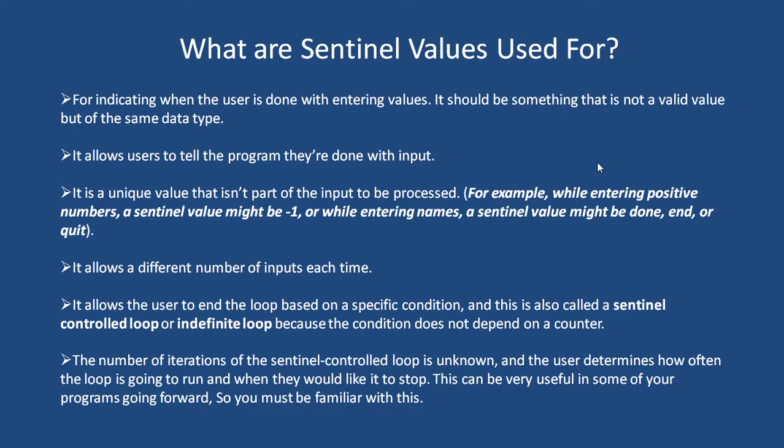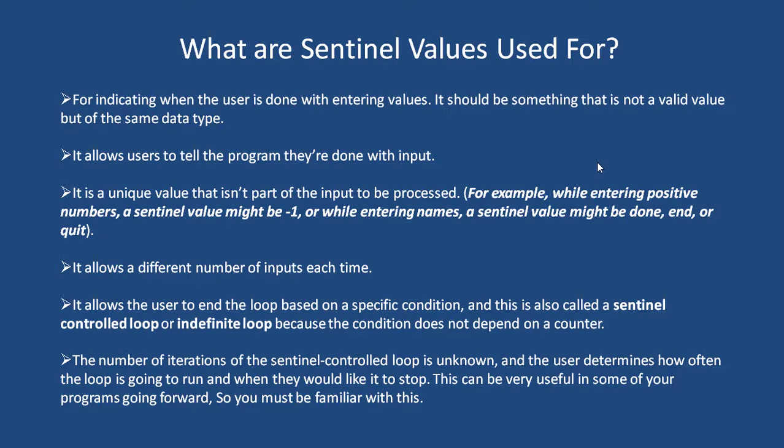The number of iterations of the Sentinel control loop is unknown, and the user determines how often the loop is going to run and when they would like it to stop. Which means that a Sentinel control loop is such a kind of loop in which the number of iterations is unknown, and the user determines how often the loop is going to run and when they would like it to stop, which means we will enter some specific value that is going to end the loop. So this is what Sentinel values are and what they are used for.